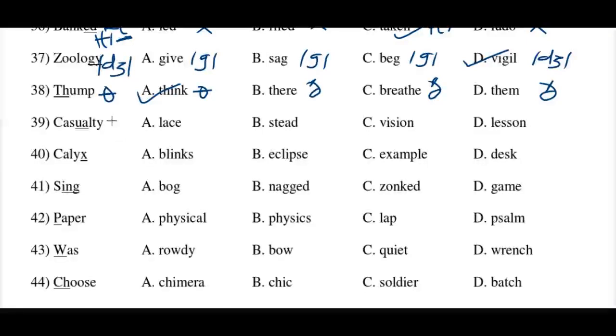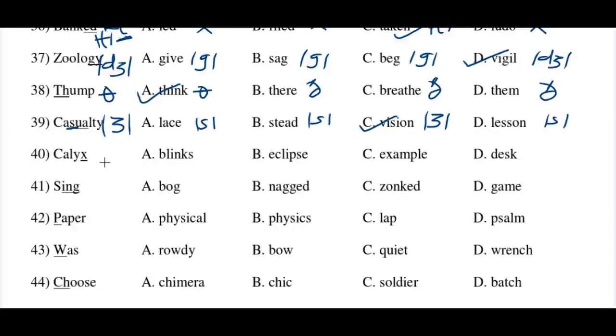39, we have casualty. The underlying sound should be zh. Casualty is zh. Alright? So option A, lace. Option B, stared. C, vision. Then D, lesson. So the only one that contains zh, like casualty, is vision. And that makes option C the correct answer.